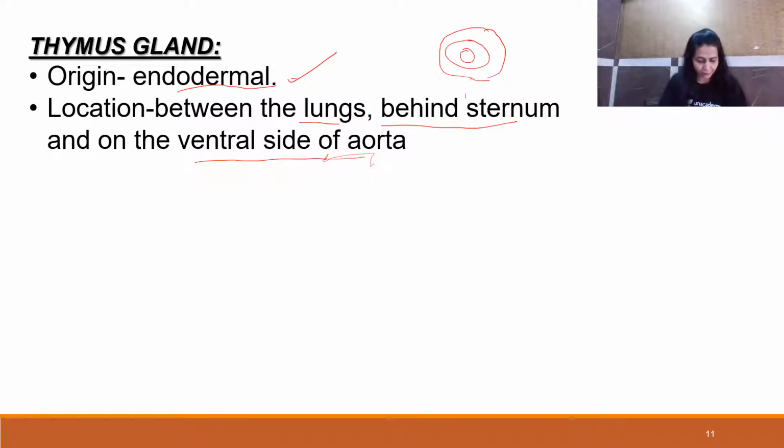Is that okay? Okay, good to know, Kedar. Long time, beta, long time, isn't it?